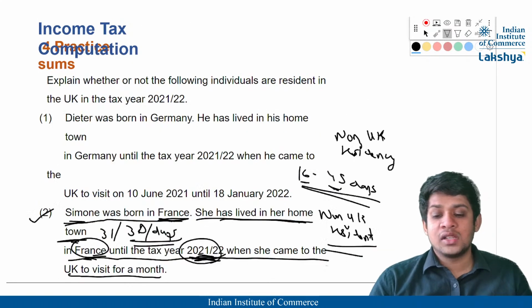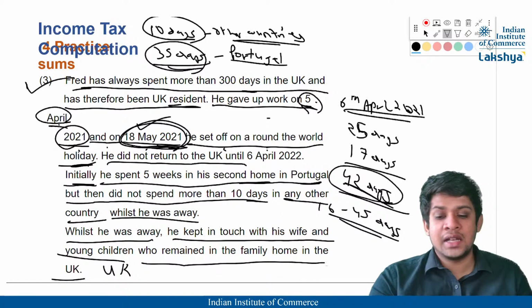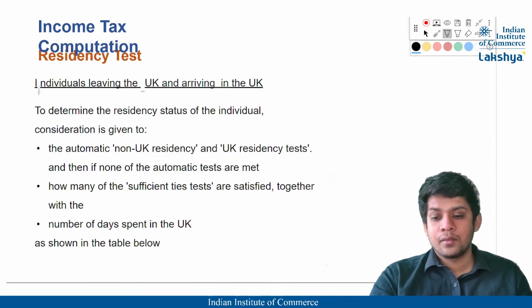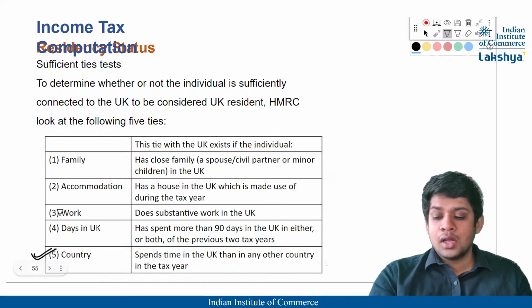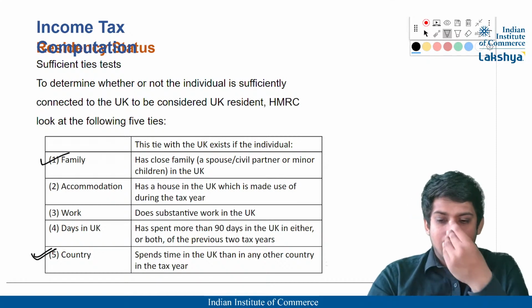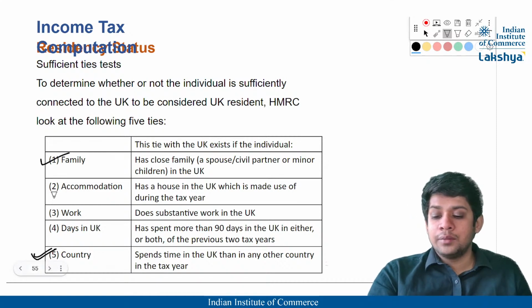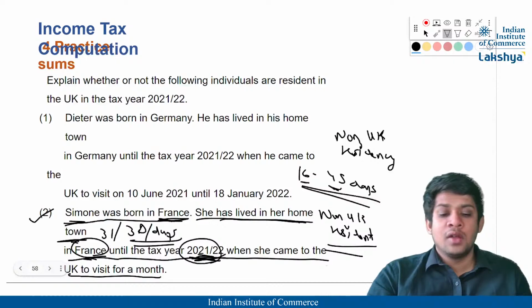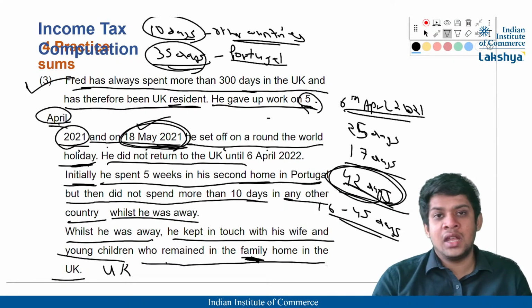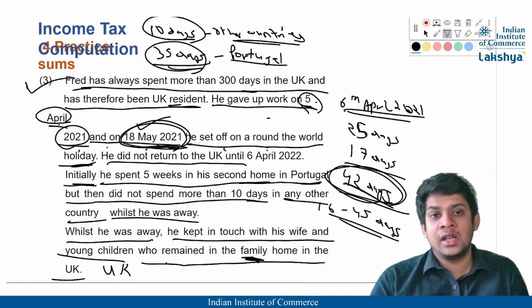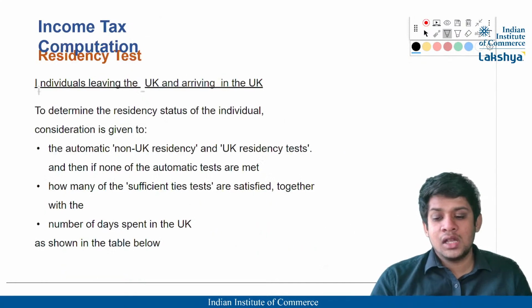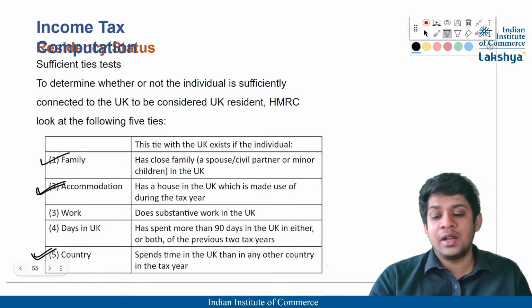So firstly he meets the first UK tie, that is country. The second UK tie is family, those who remain in the family home. Obviously his family tie will be met, because his spouse and children are at home. He also meets the accommodation tie because he has a home in the UK and obviously he was in the UK for 42 days. At that time he was staying at his home because it has not been specified that he was staying anywhere else. So his accommodation tie is also met.